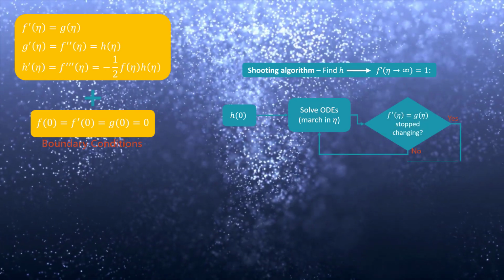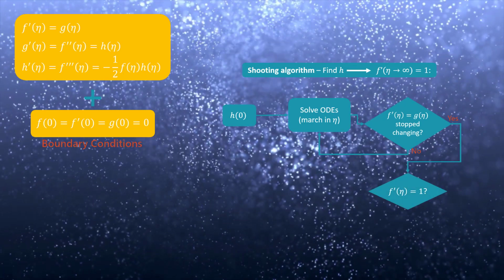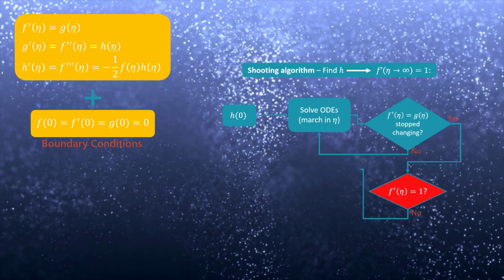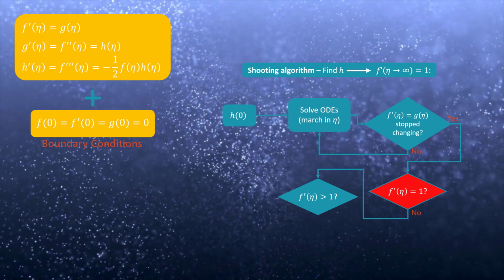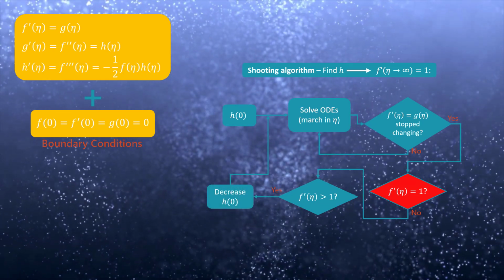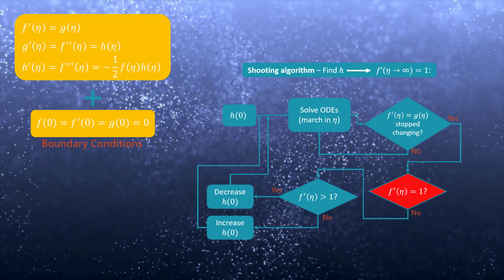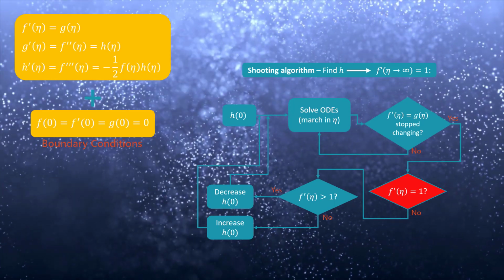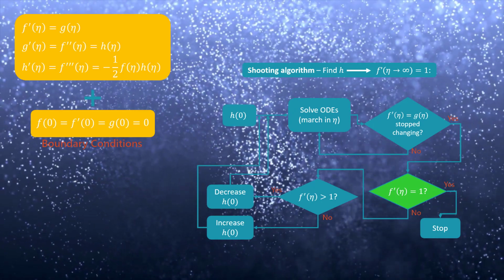Next, we check if our first derivative satisfies the boundary condition. If it doesn't, we can adjust the h value, either decreasing it or increasing it, if the first derivative is higher or lower than 1, respectively. The algorithm is repeated until the boundary condition is finally satisfied and we reached our solution.